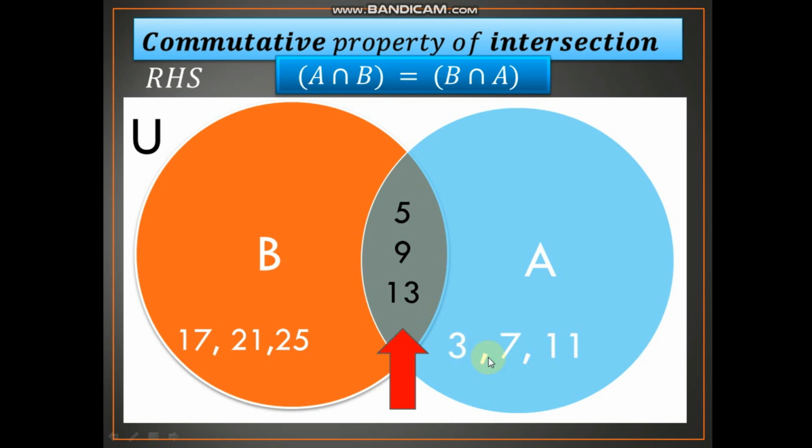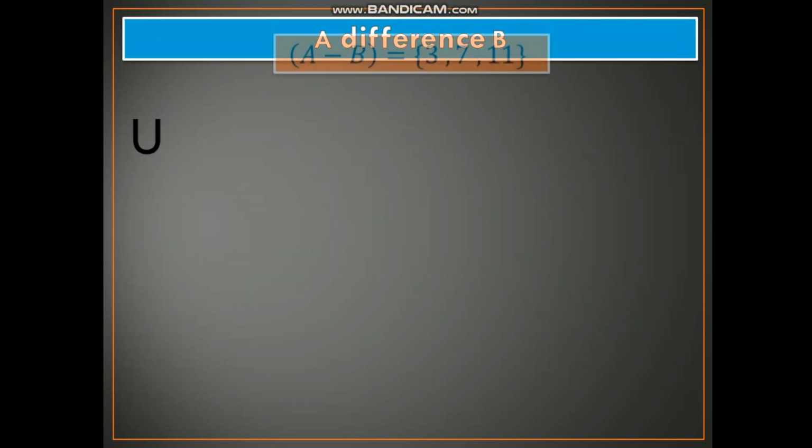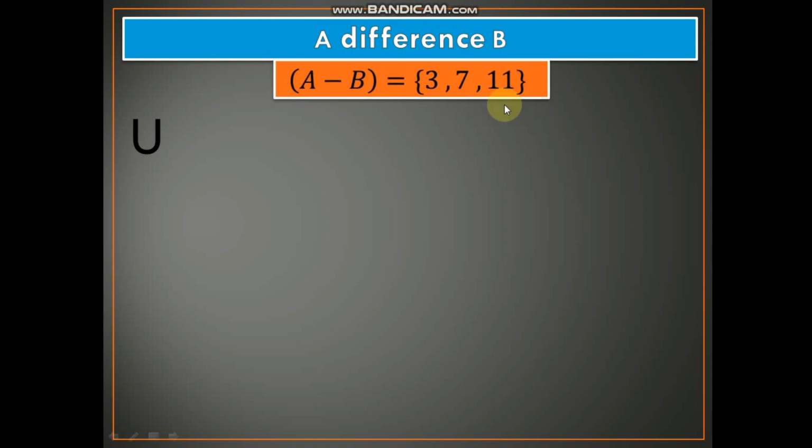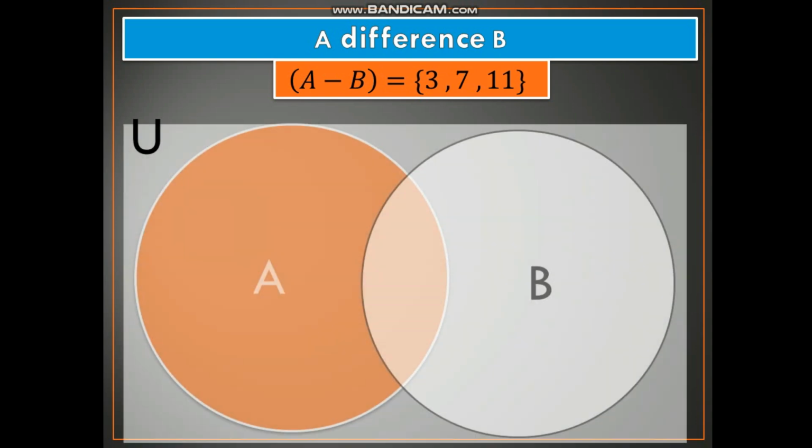These are 3, 7 and 11. That's why mathematically I wrote it: 3, 7 and 11 are those elements which are not present in set B. So this is our required answer. How can we show that? With the help of a Venn diagram.